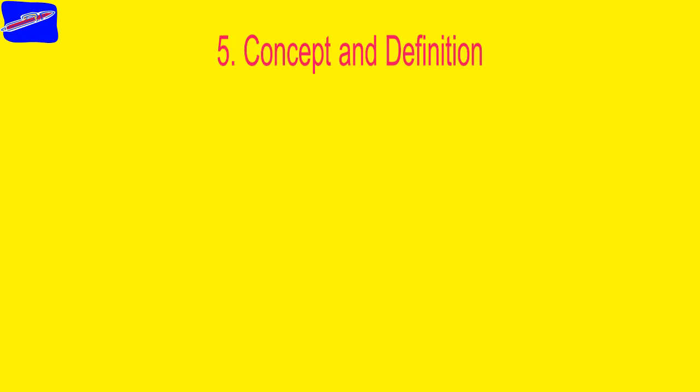The last two types of internal text structures are less common than the first four. You're not likely to find a lot of things that are written using these organizational patterns, but it is still important for you to be familiar with them. The first is called concept and definition.